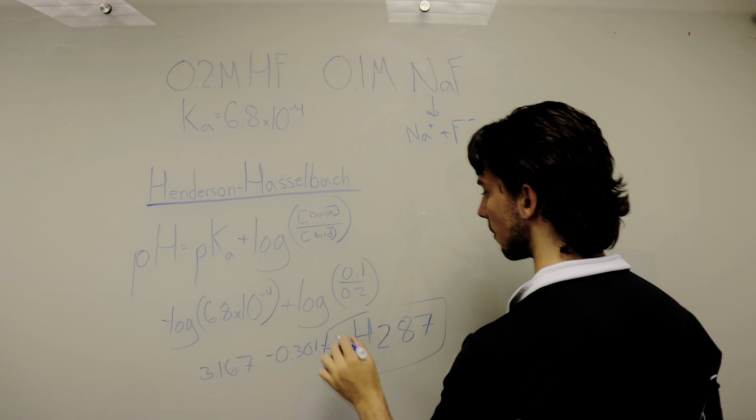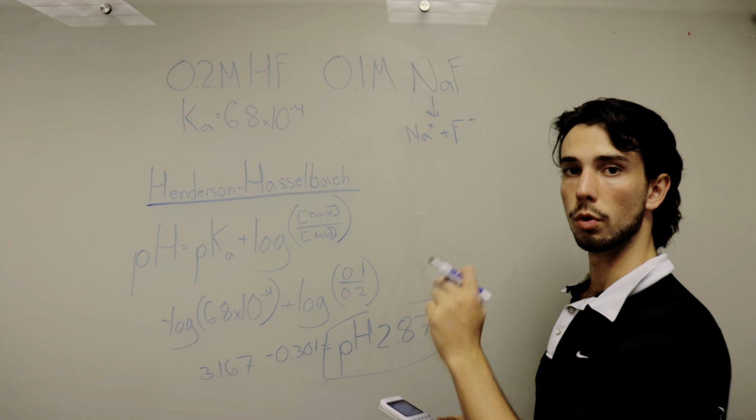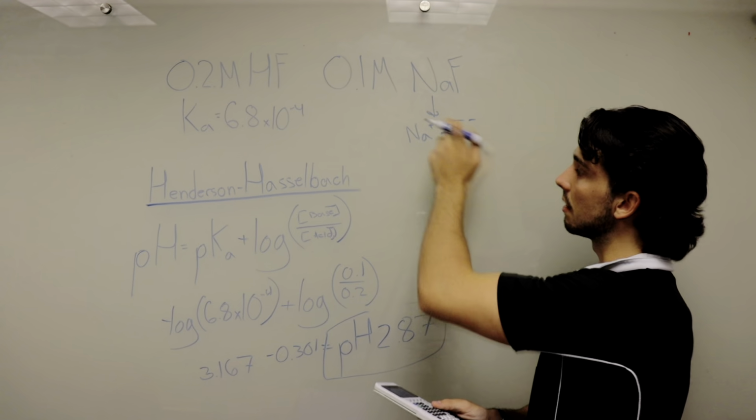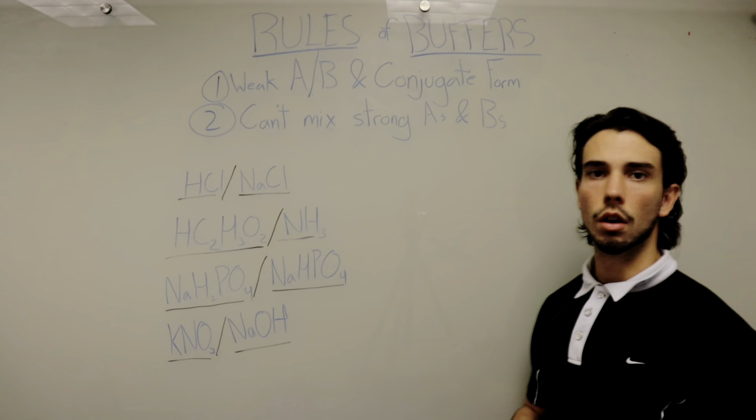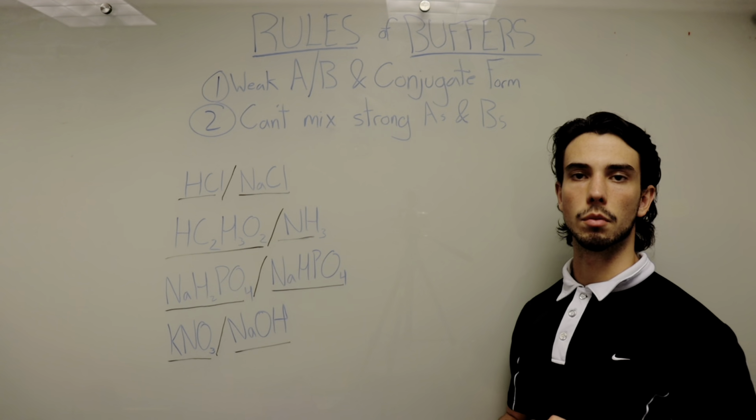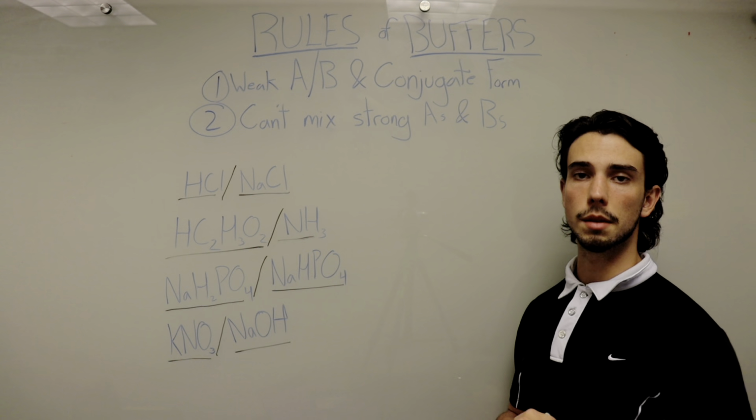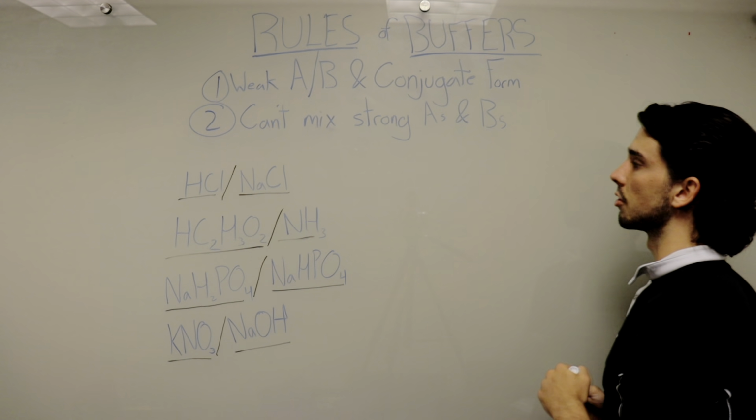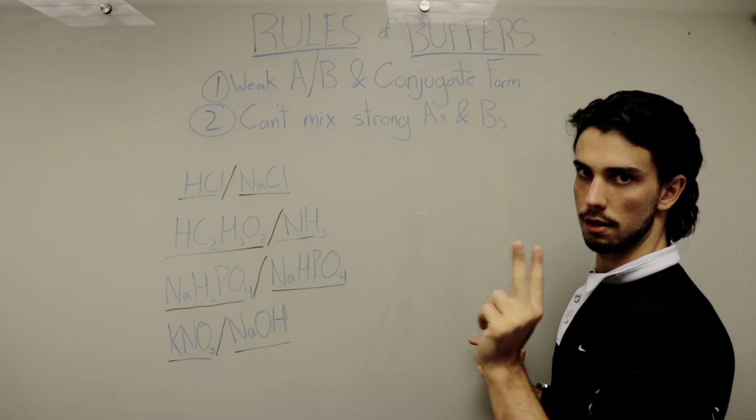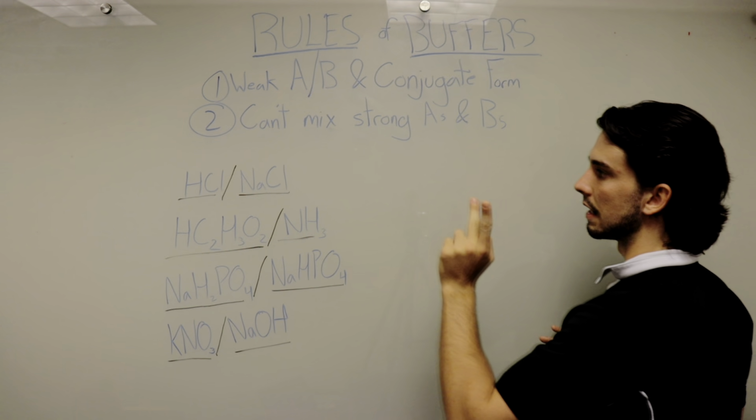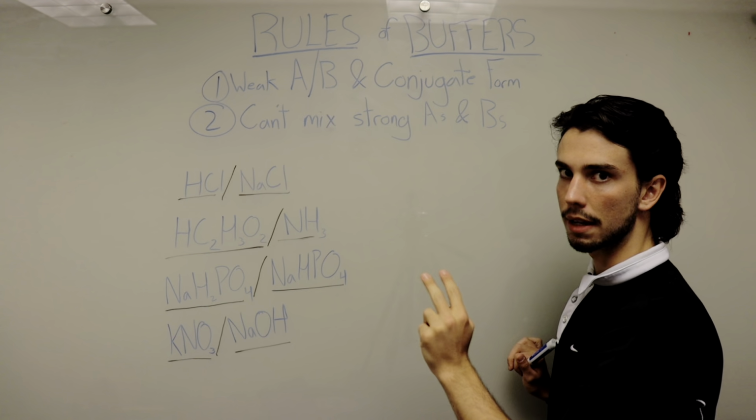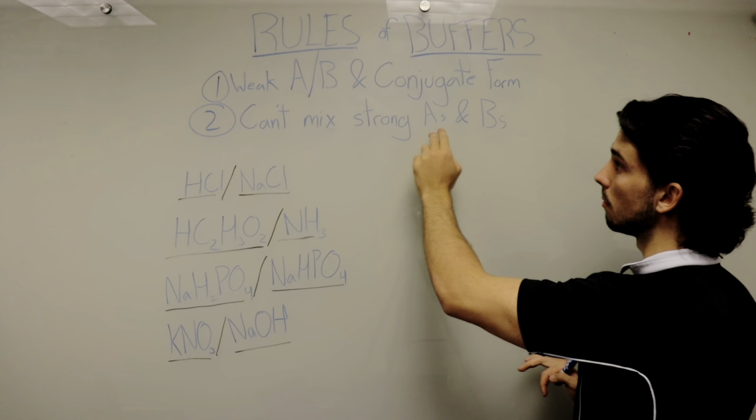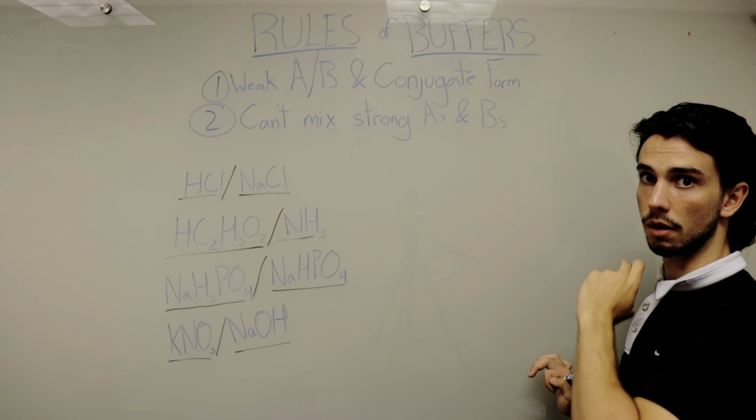Now this is how we find the pH when we're given a weak acid and its conjugate base form, utilizing the Henderson-Hasselbalch equation. Alright, so now I want to talk about some rules for determining if two substances can make a buffer solution. So the two main things that we need to look at is make sure that those two substances are weak acids and weak bases. So we can't be mixing strong acids and bases.